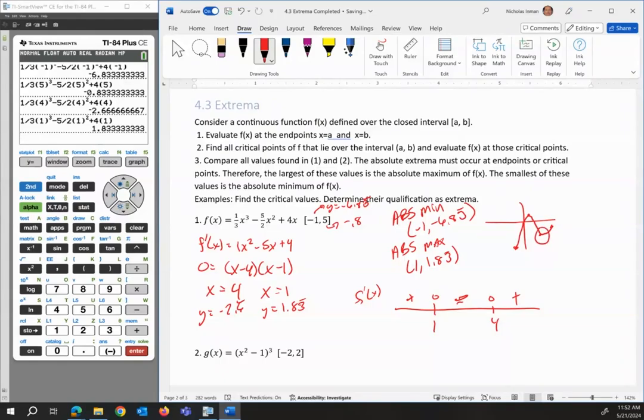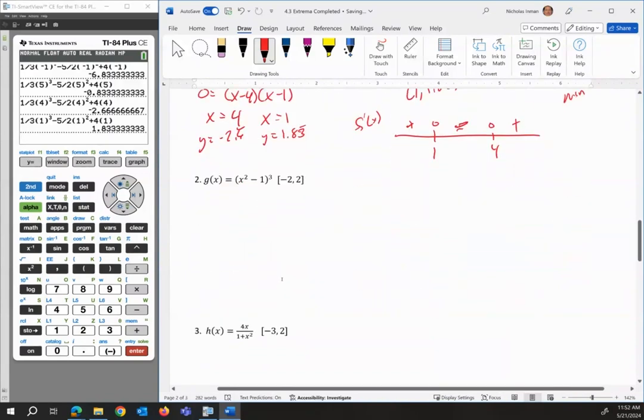All right, so that then tells me that that spot would be a relative or local minimum. Right? We change directions from a negative slope to a positive slope, so it would count as a local minimum.